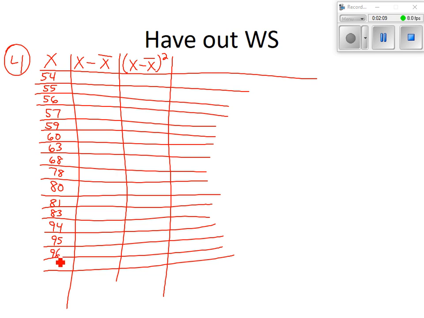All right, first thing we need to do, add all those up. So grab your calculators out, add them all up, and we're going to divide by 15 so that we can find the X bar. That's X bar. While you're doing that, I'll try to make my screen a little better here.